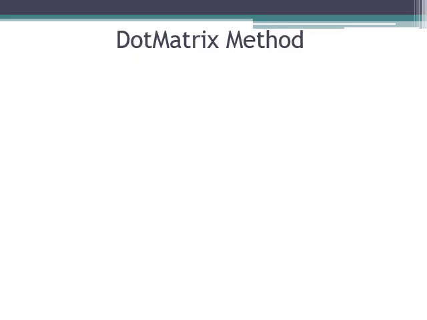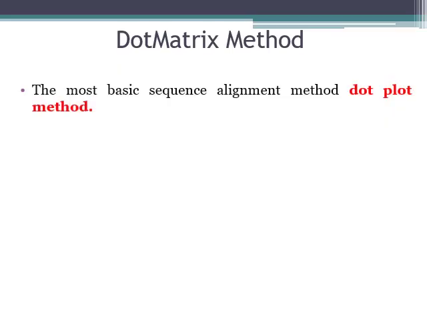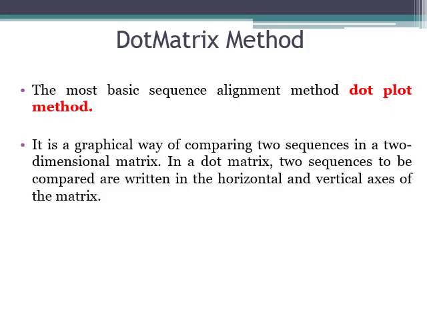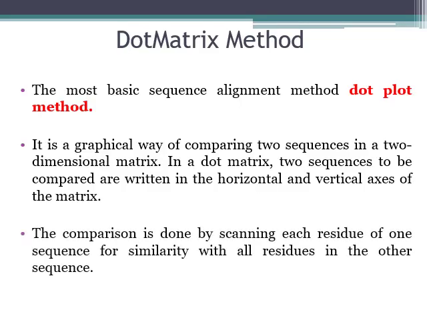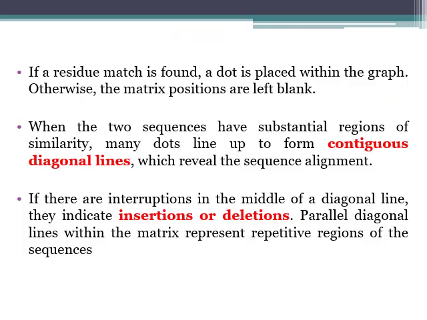So first we will discuss the dot matrix method. This is the most basic sequence alignment method, called the dot plot method. It is a graphical way of comparing two sequences in a two-dimensional matrix. In a dot matrix, the two sequences to be compared are written on the horizontal and vertical axes of the matrix. The comparison is done by scanning each residue of one sequence for similarity with all residues in the other sequence. If a residue match is found, a dot is placed within the graph. Otherwise, the matrix positions are left blank.